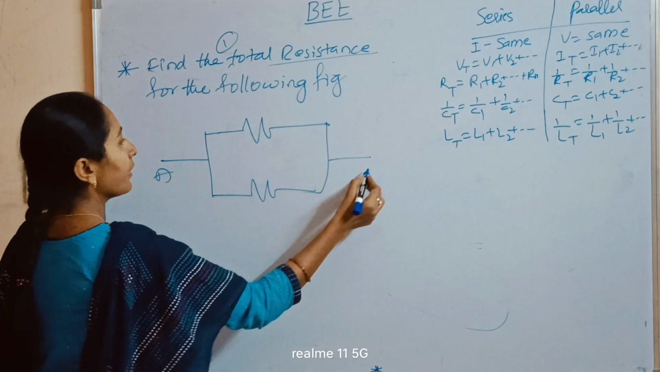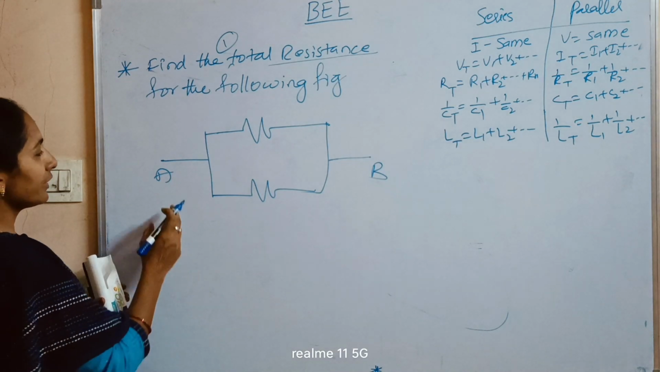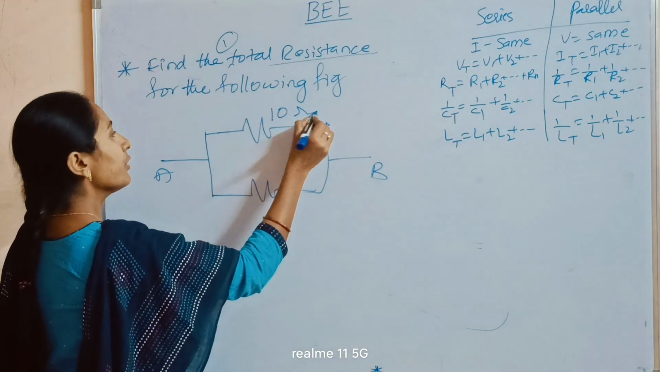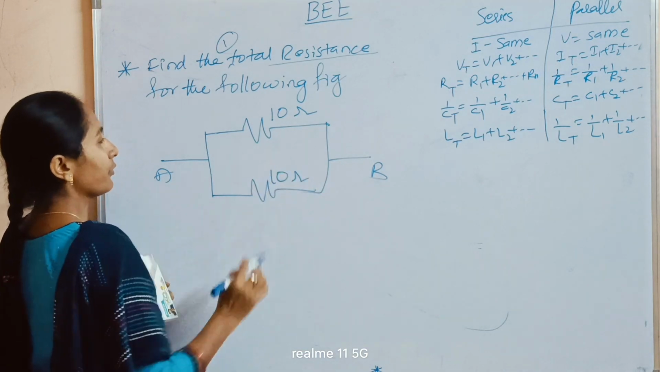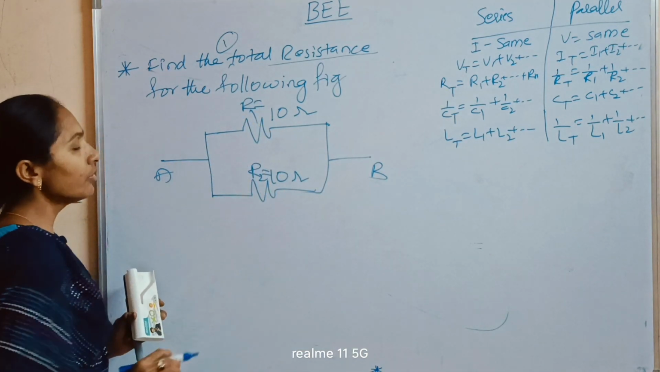This is A, this is B. Find the total resistance from A to B. Here they have given 10 ohm and here they have given 10 ohm. So R1 is 10 ohm, R2 is also 10 ohm.